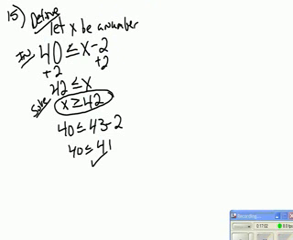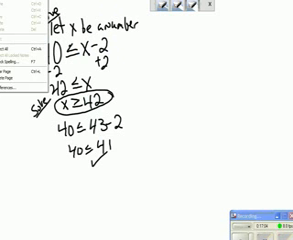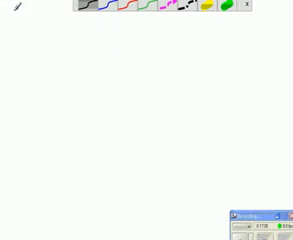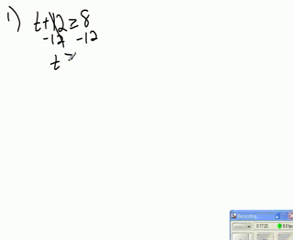Moving on to the next page, which should be the subtraction problems. So on that page, we have number 1 is t plus 12 greater than or equal to 8. I got to get t by itself. So I want to subtract 12 from both sides. So t is greater than or equal to negative 4.